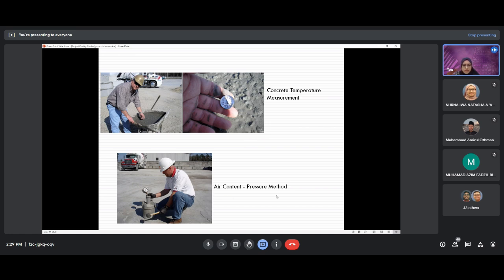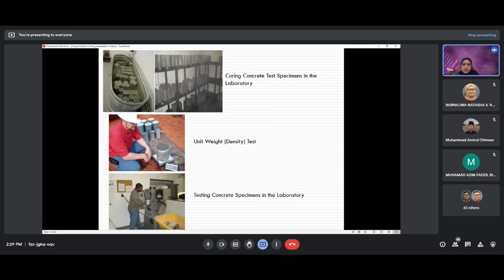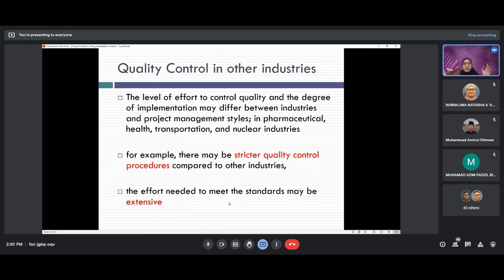And then you need to do the air content pressure method, preparing concrete test specimens in the field. Maybe you collect the sample to prepare the specimen so that you can take it to the laboratory. And then air content, volumetric method, and then what is the curing specification? How long do you need to cure the concrete in the laboratory so that you can test the concrete? And then you probably need to do the density test, and also the strength test. So these are the controls. You need to know what control specification or standard you need to use during the construction. That has already been stated or selected during the quality assurance.